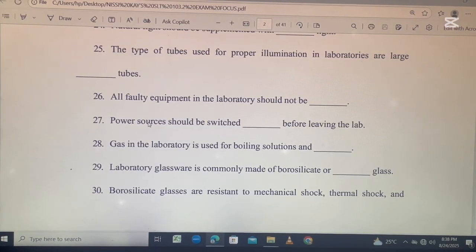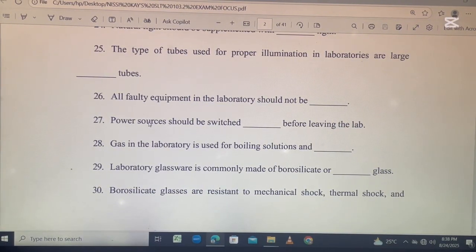All right. The next question: all faulty equipment in the laboratory should not be used. So any equipment that is faulty in the laboratory should not be used. Now, power sources should be switched off before leaving the lab. So the lab is not supposed to be left with power sources on. Once laboratory technologists or laboratory scientists are leaving the lab, they should ensure that all power sources are turned off and switched off.